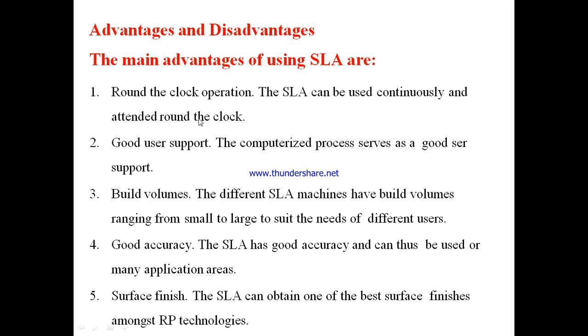So, what are the advantages and disadvantages of SLA? Some of the main advantages are: it provides round the clock operation, which means the SLA can be used continuously and unattended around the clock. Good user support: the computerized process serves as good user support. Next is build volume. The different SLA machines have build volumes ranging from small to large to suit the needs of different users.